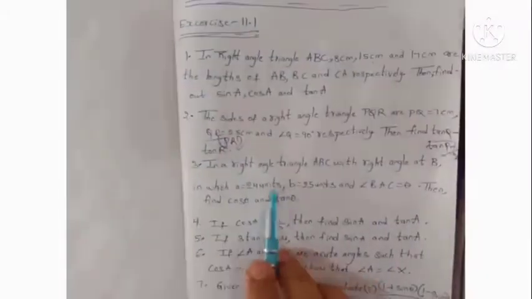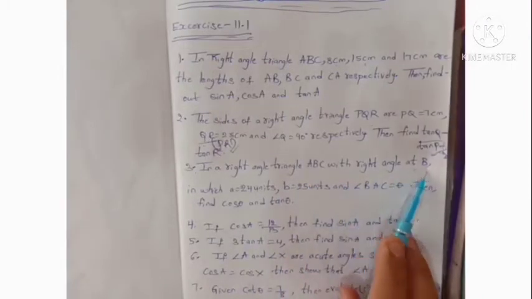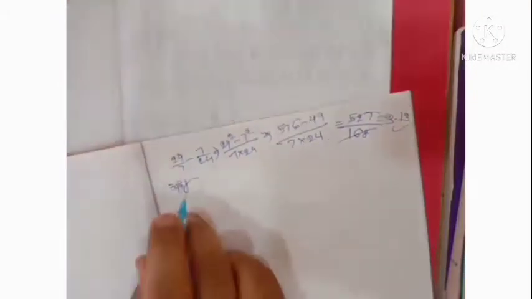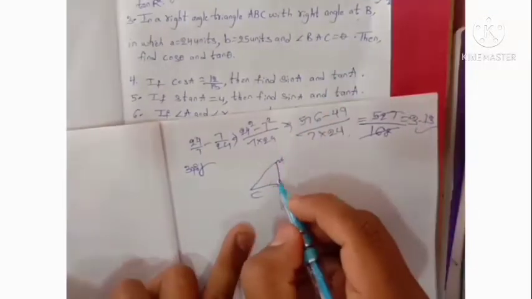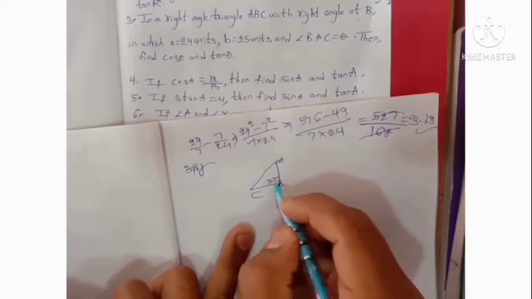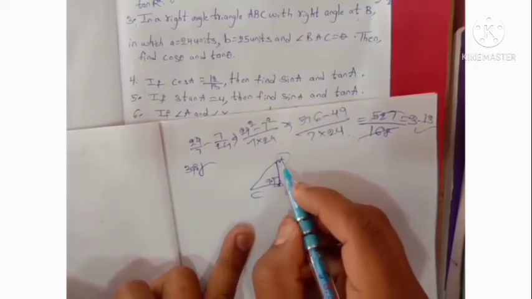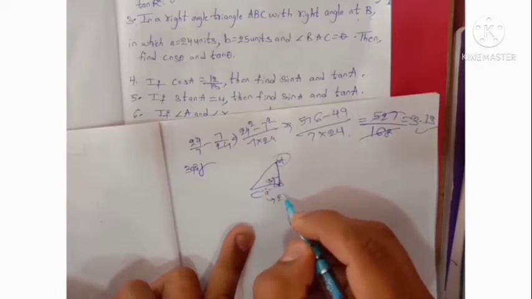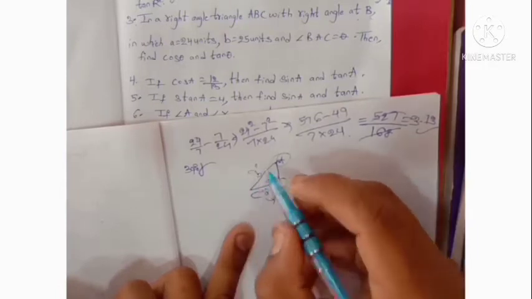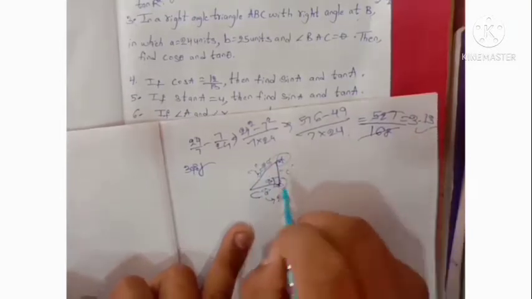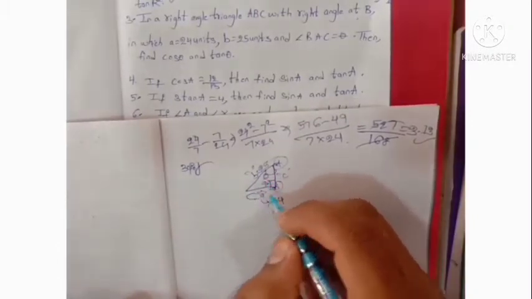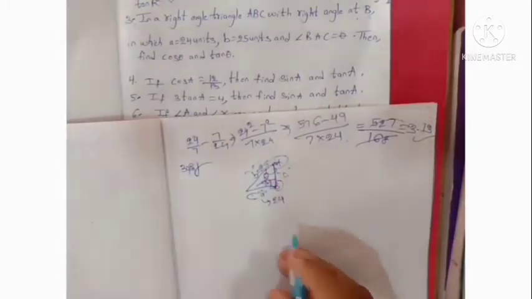Okay. Next question. See, next question is in a right angle triangle ABC with right angle at B. First, as per the information, we draw a rough diagram. You will get the answer very easily. In a right angle triangle ABC, right angle at B. A means capital A, its opposite side is small a, length 24 units. B, its opposite length is small b, 25 units. Then C, its opposite length is small c. And they should find angle BAC. Here find theta. Then find cos theta and tan theta.